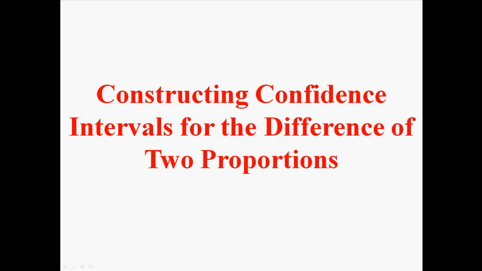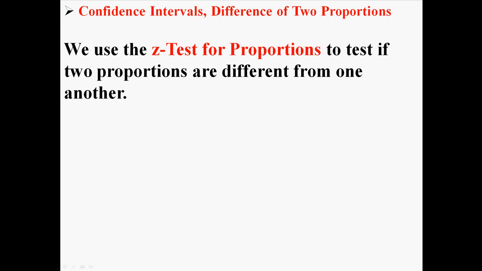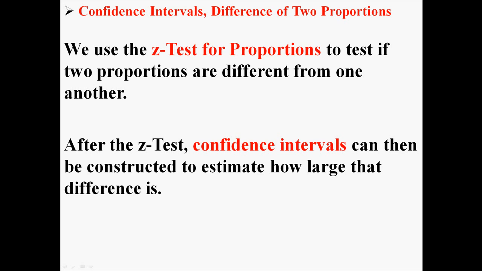So now that we've done a z-test for two proportions, we can construct confidence intervals. We use the z-test for proportions to test if two proportions are different from one another. After the z-test, we can construct confidence intervals to estimate how large that difference actually is, if it's a small one or a large one.